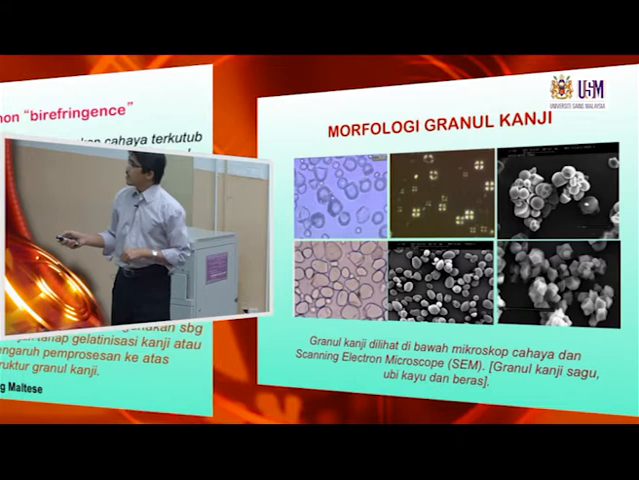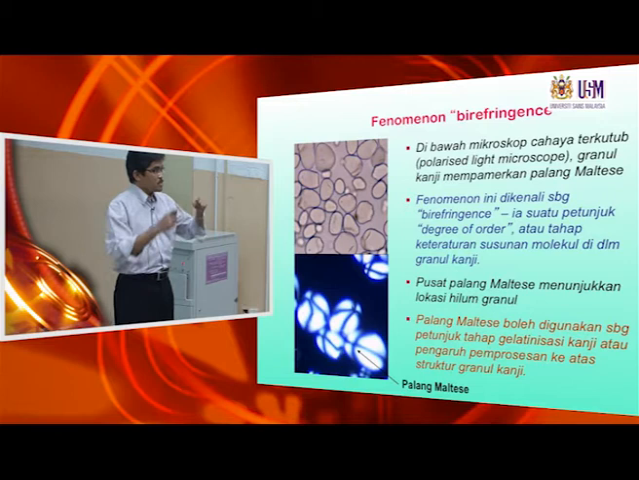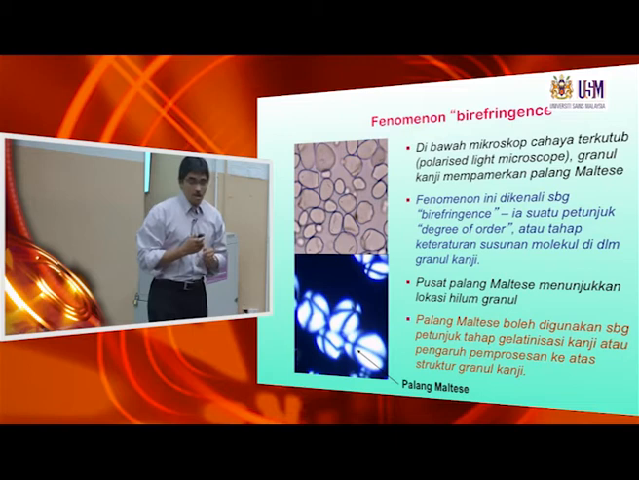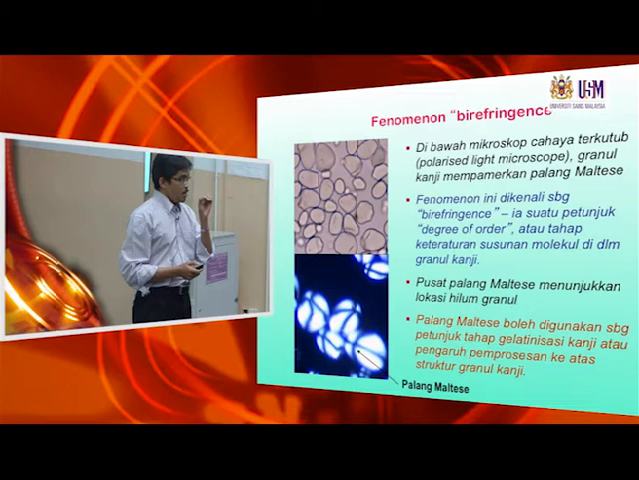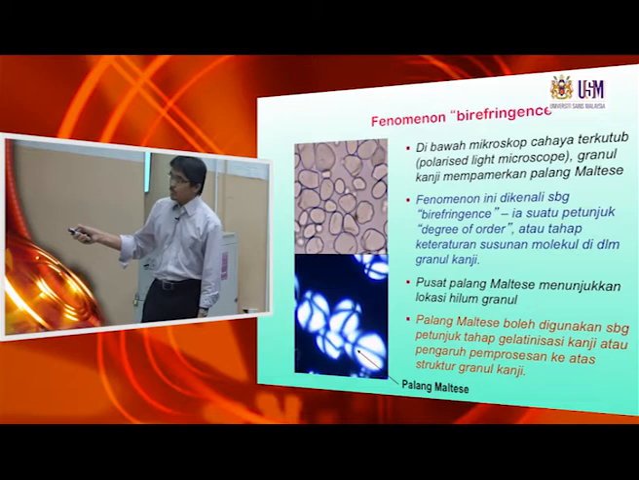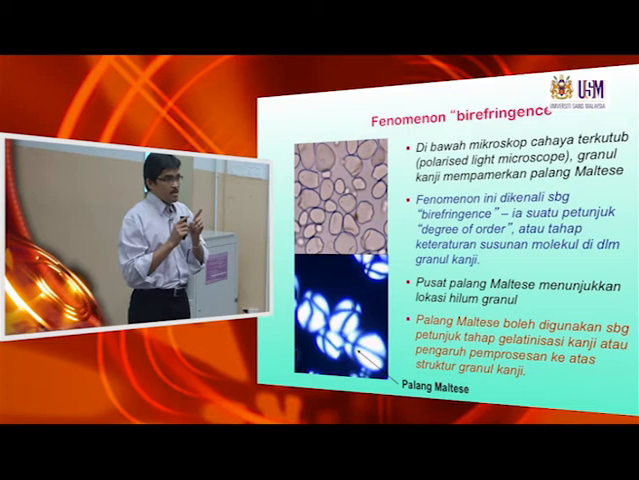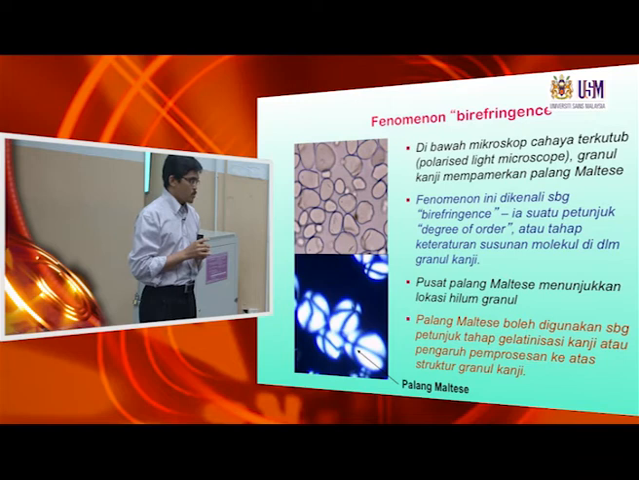And when we look under a polarized microscope, we can see the cross. So this is called the Maltese cross. The Maltese cross is due to the birefringence, because of the semi-crystalline structure that exists in the granule. So that's why we can see this cross, which means that the starch granule is a semi-crystalline structure. If it's 100% amorphous, we won't see that Maltese cross.